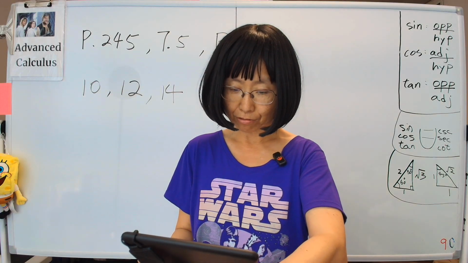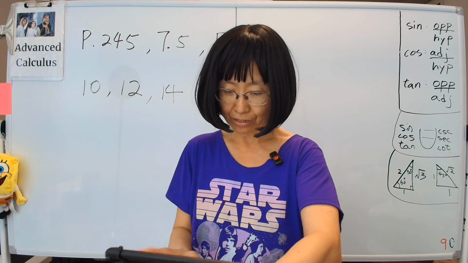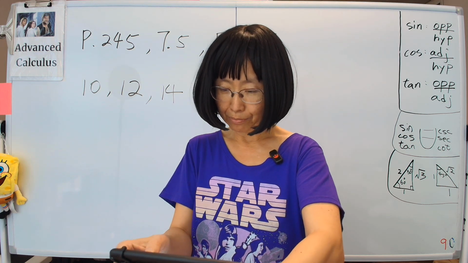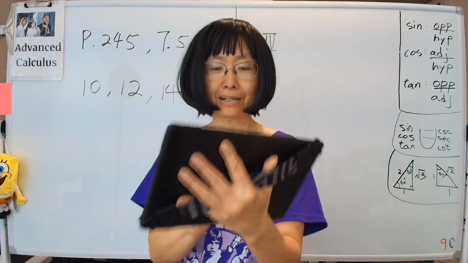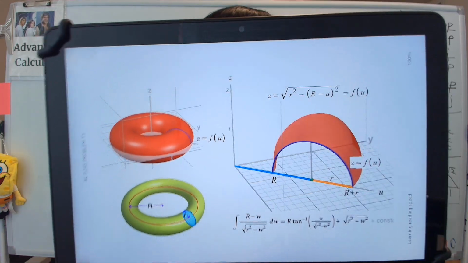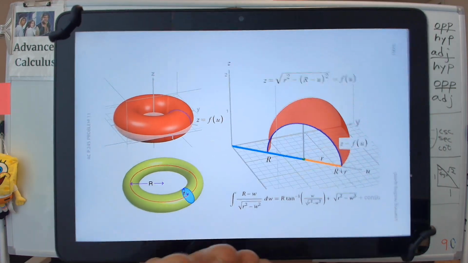What problem is that? 12? Let me find problem 12. I am not seeing it. Oh, I know, I labeled it problem 11. Okay, so here it is. So I plotted the torus in decimals 3D.